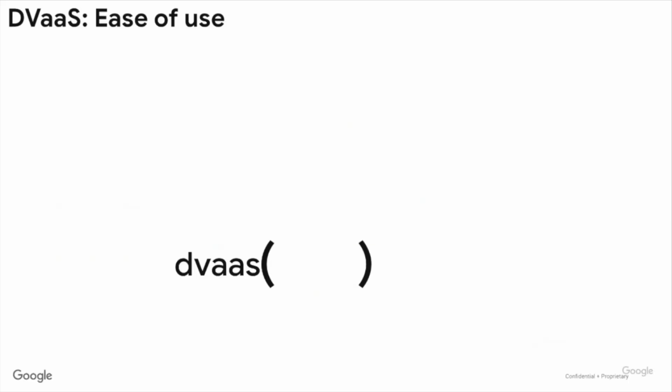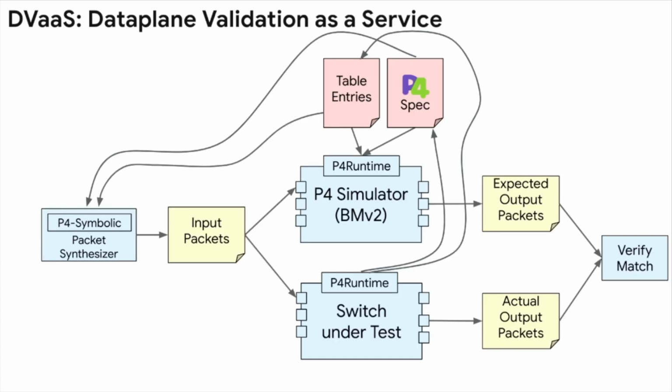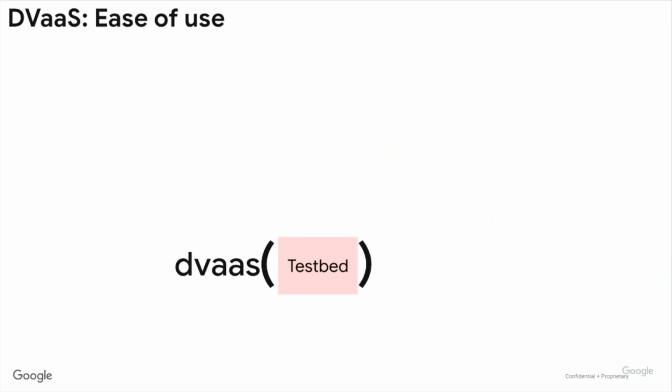So just to hammer home this ease of use a little bit, we created a single function that we call DIVAS. I think I had that as the title, but I didn't say it. Data validation as a service. They pass in their test bed, more or less a switch under test, plus some inputs. We say, is this okay, yes or no? We can give them more information. We'll get to that in a moment.